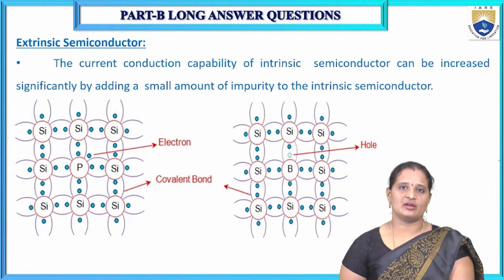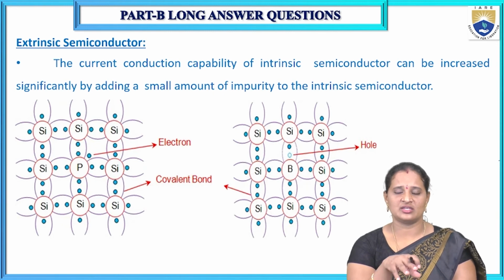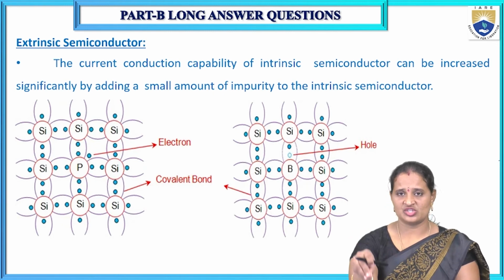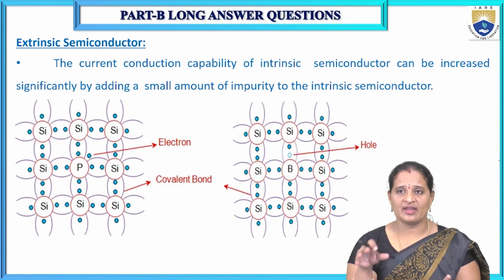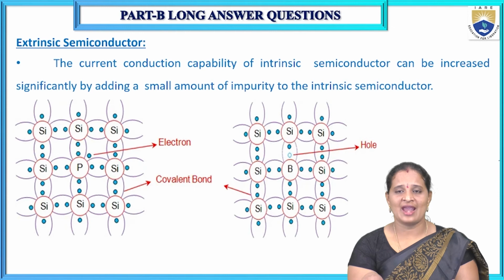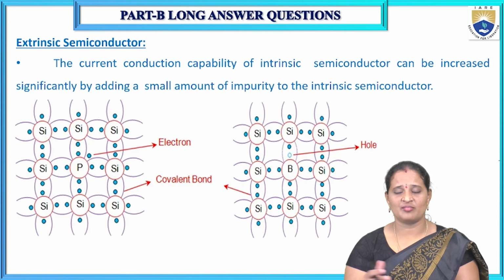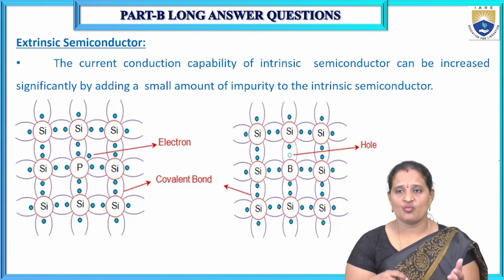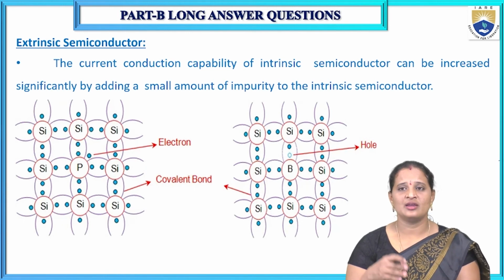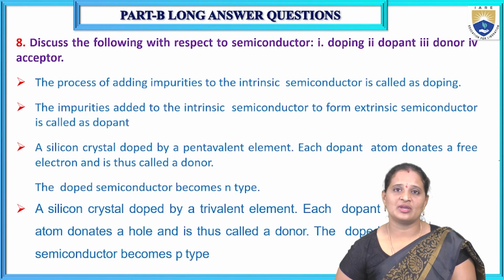Next, extrinsic semiconductor. So extrinsic semiconductor means adding some impurities to the pure semiconductor. Just mention that point. And the process of adding impurities is nothing but doping. Just mention how much amount of impurities are added. And what are the types of impurities that can be added here? We can add either trivalent impurities or pentavalent impurities. What happens if trivalent impurities are added? And what happens if pentavalent impurities are added? So that means N-type and P-type semiconductors are formed.